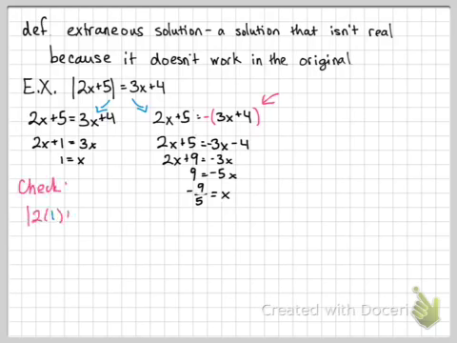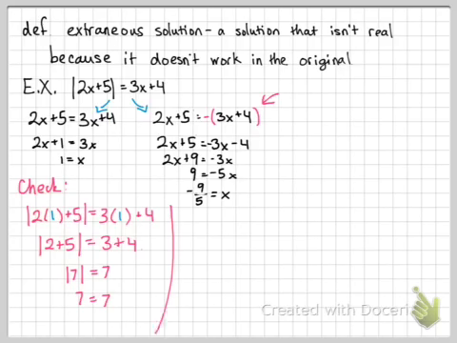Now, ever critical, I must check my answers. So 2 times 1 is 2, plus 5 in my absolute value bars is going to equal 3 plus 4, and I end up with the absolute value of 7 equals 7. Since this is a true fact, I know that 1 really is a solution to this problem. Let's check out the other side.